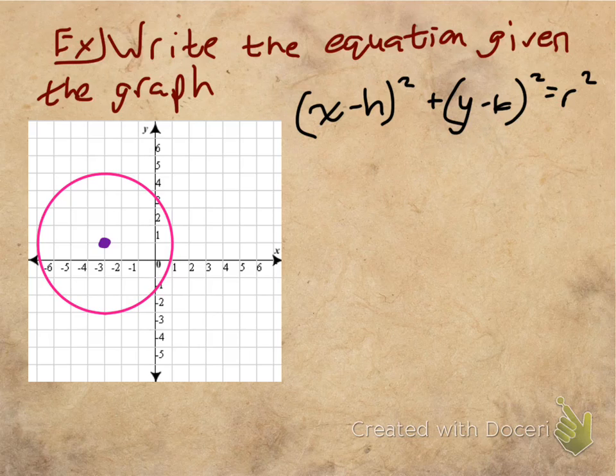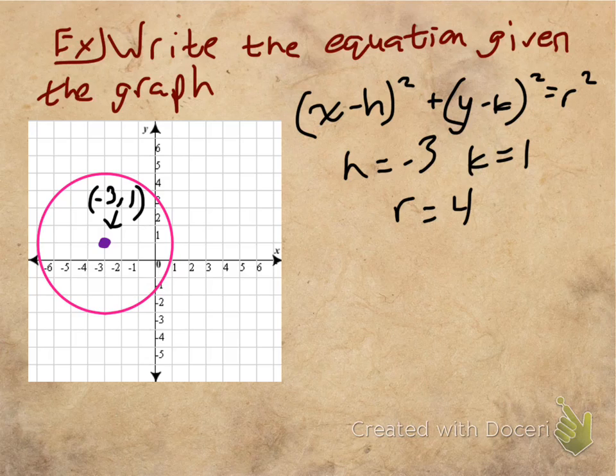So I'm going to look at my graph. The center is here. The center is the coordinate, what? Well, it's left 3, so negative 3, up 1, positive 1. So I just figured out that h is negative 3 and k is positive 1 because that has to do with my center. Now I just have to count the radius. 1, 2, 3, 4. r is 4.